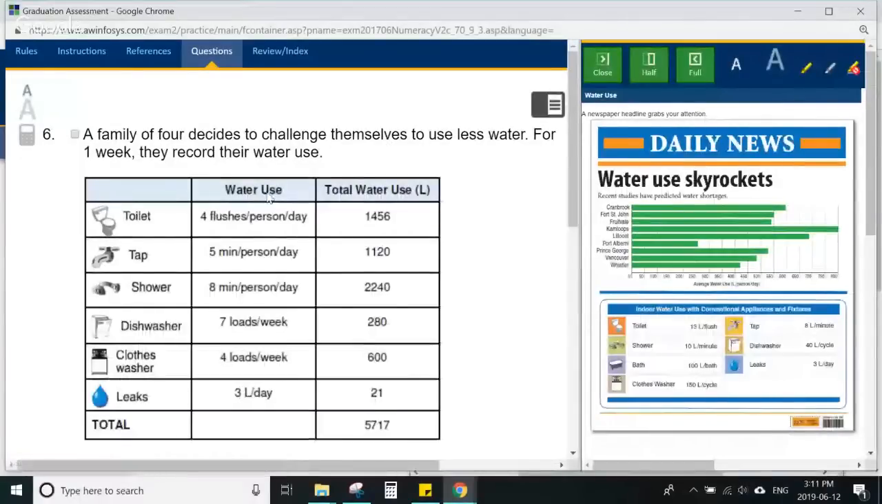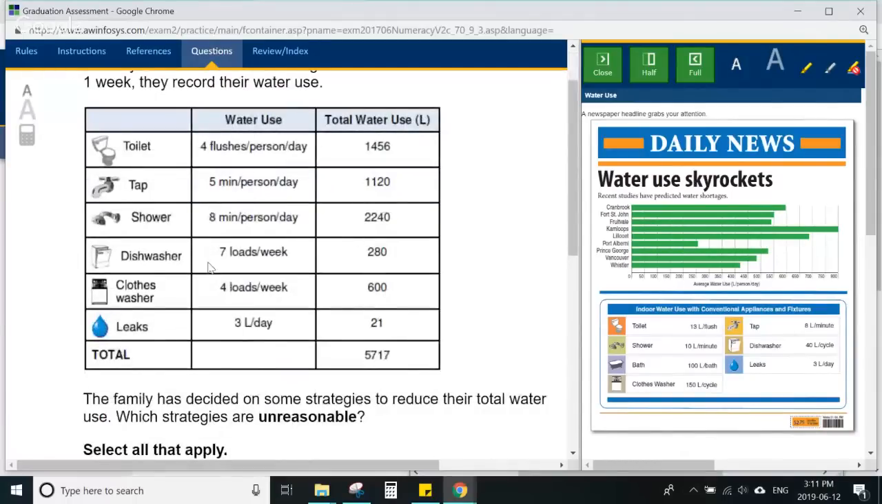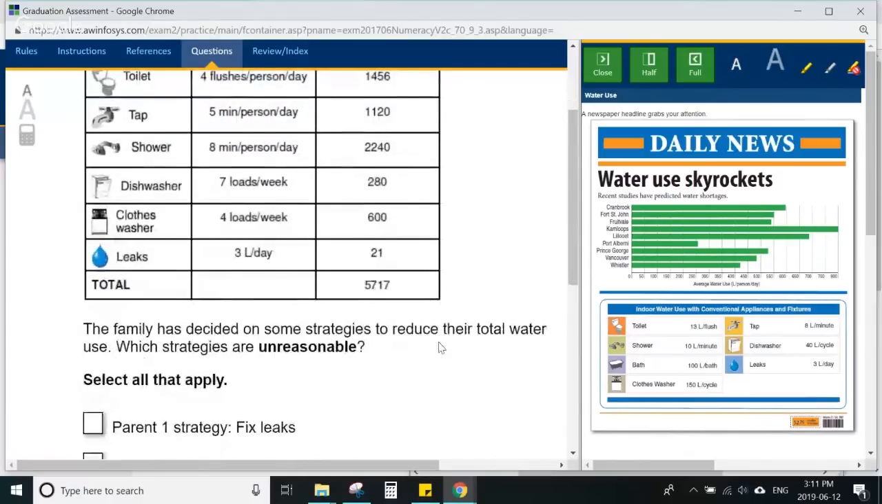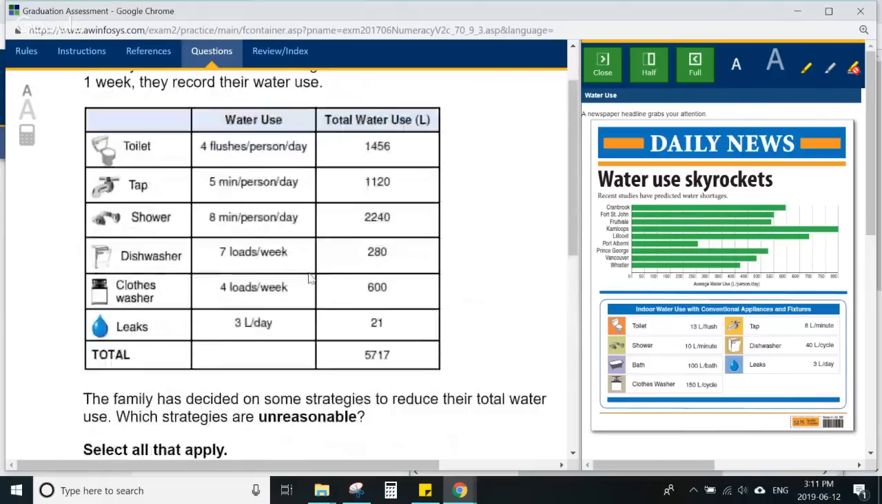Okay, a family of 4 decides to challenge themselves to use less water for 1 week. They record their water use. Here's their water use. The family has decided on some strategies to reduce their total use. Which strategies are reasonable? Okay, so this isn't so much a mathematical calculation, but rather to see if you have some concept of what these numbers mean and whether they seem reasonable or not.